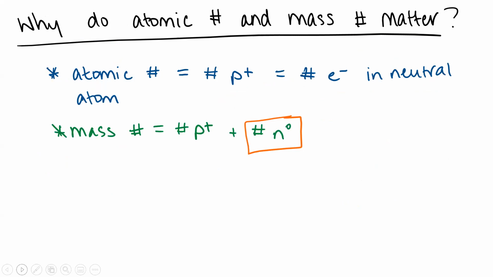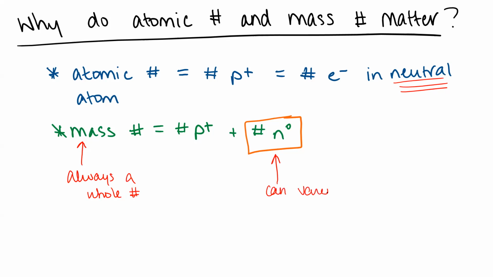And we'll come back to a little bit more on that in a little bit. So why do atomic number and the mass number matter? Going into the future, we know that the atomic number equals the number of protons and the number of electrons in a neutral atom. And the mass number equals the number of protons plus the number of neutrons. We know that this is always a whole number, because this can vary, which leads me into the next slide.